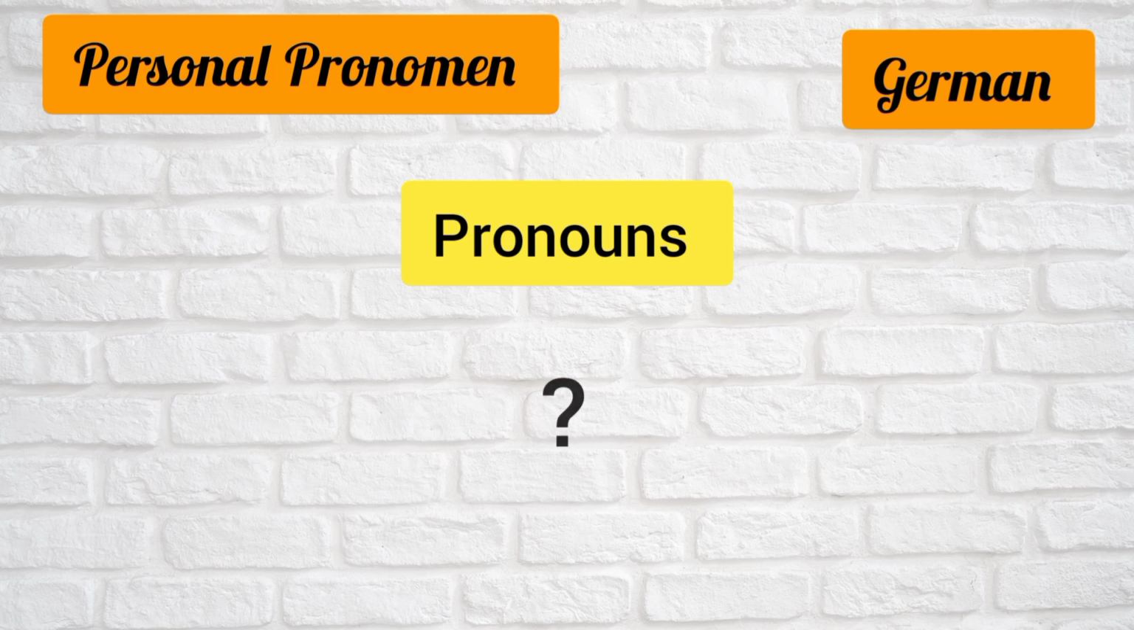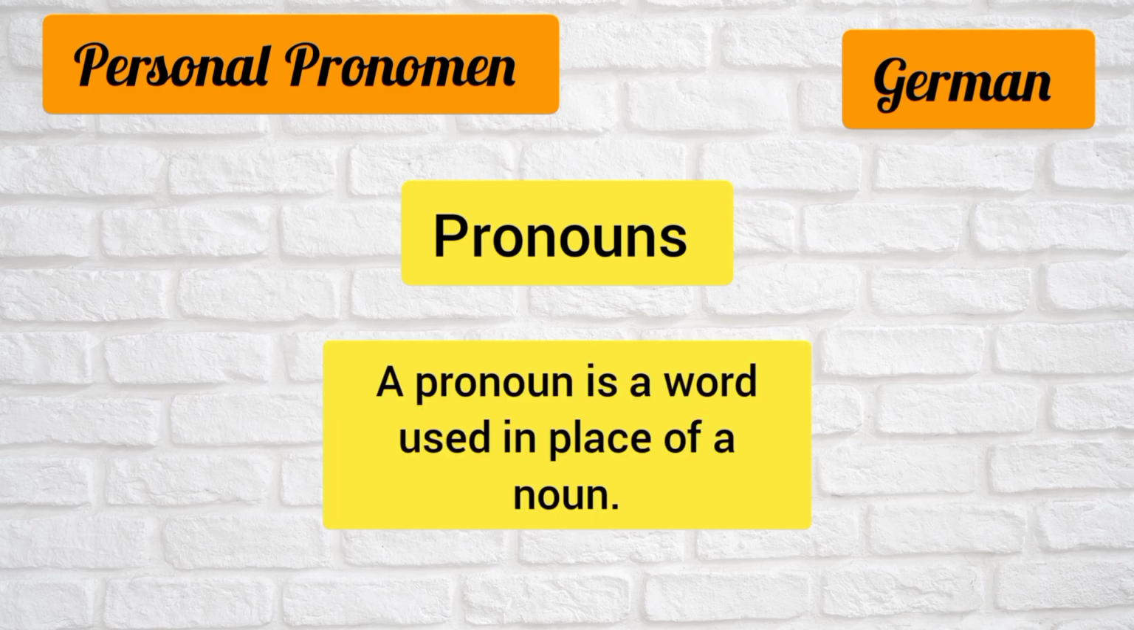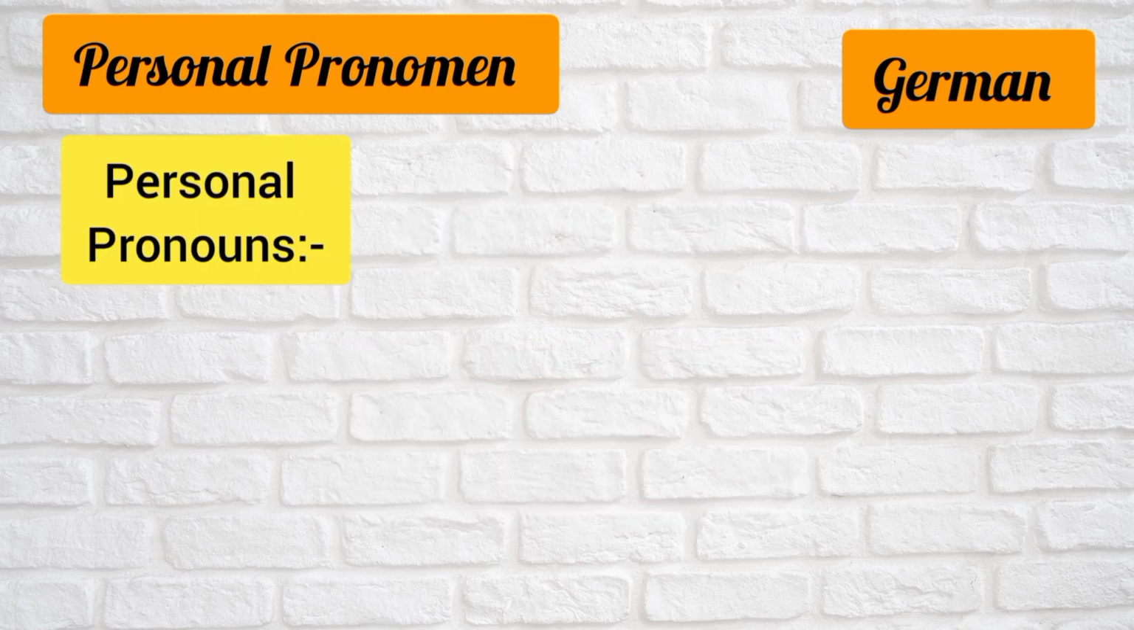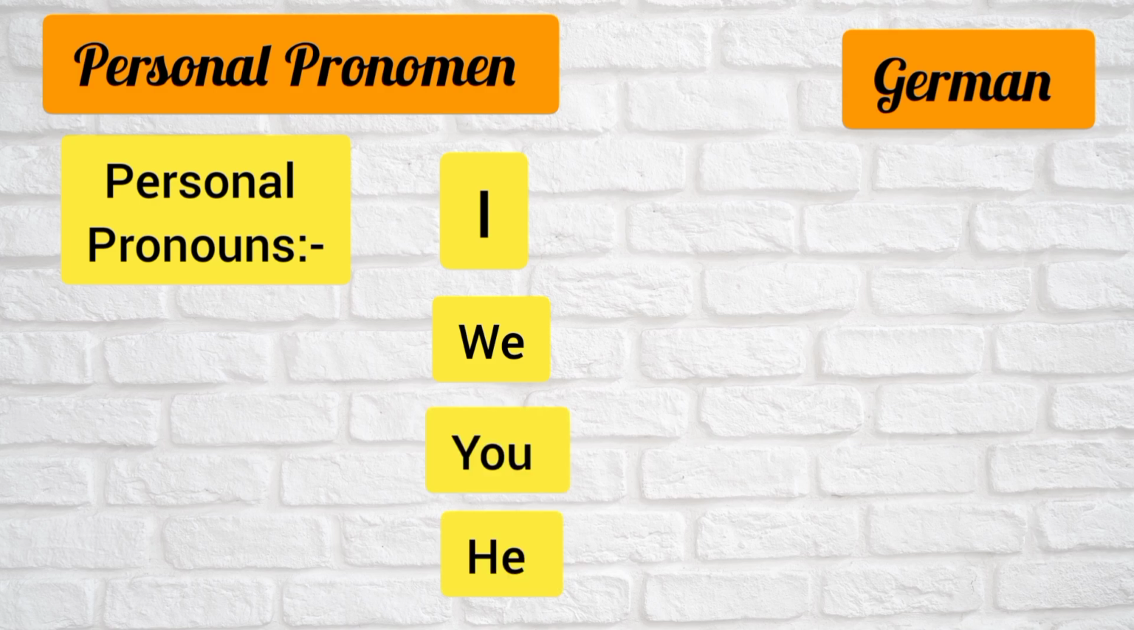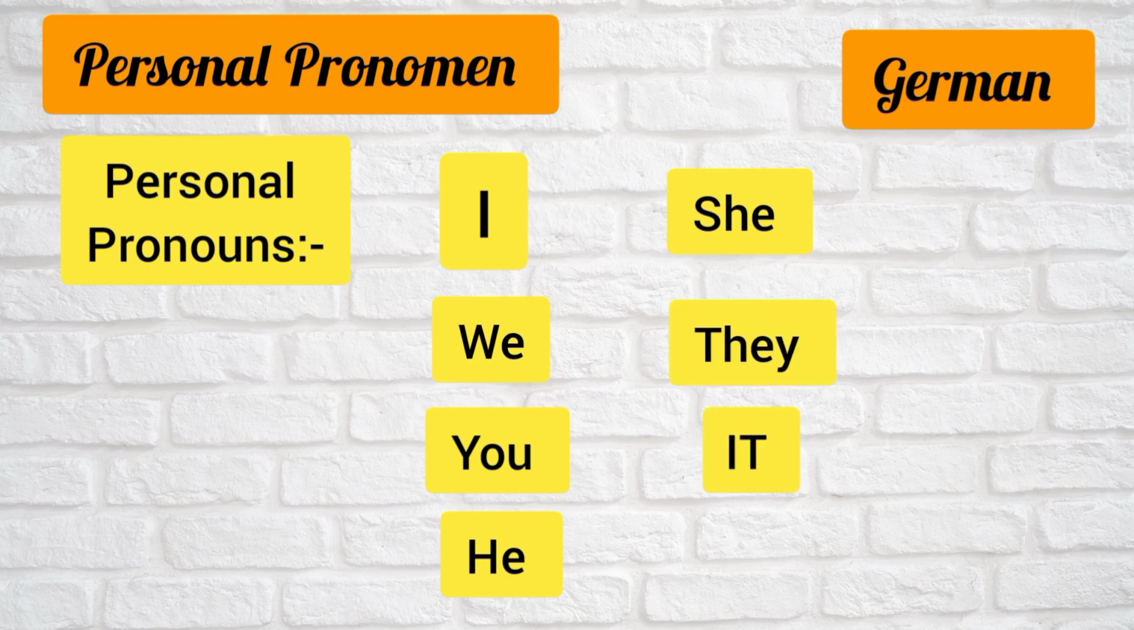So, what are pronouns? A pronoun is a word used in place of a noun. It's called a pronoun. Or we can say that words that we can use in place of a noun are called pronouns. Words like I, we, you, he, she, they, it, all are personal pronouns.